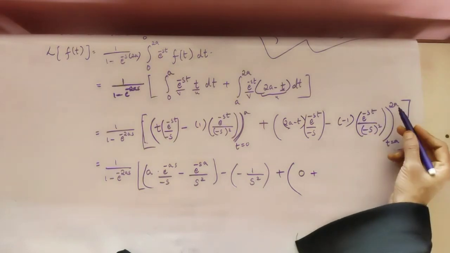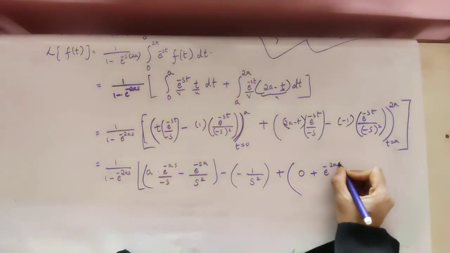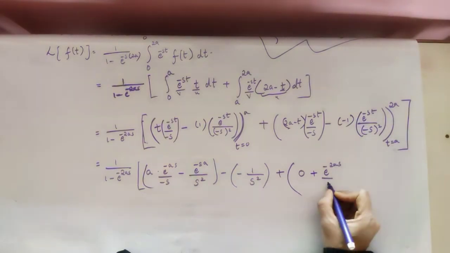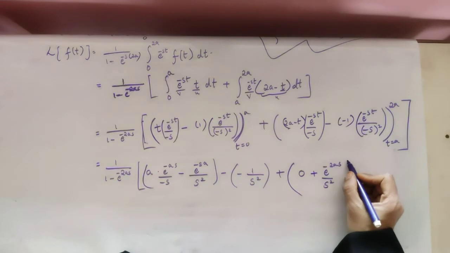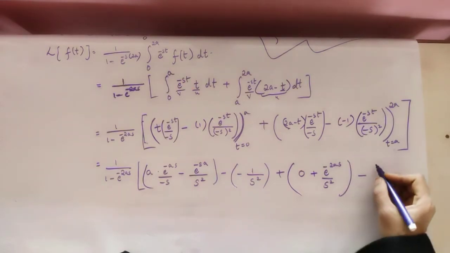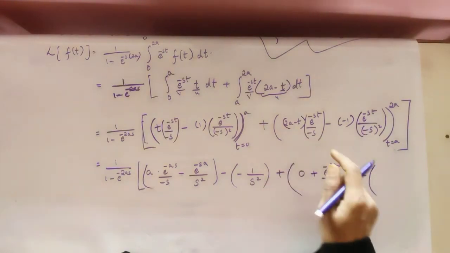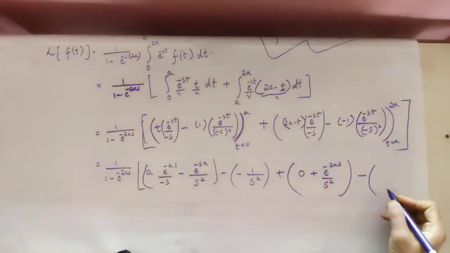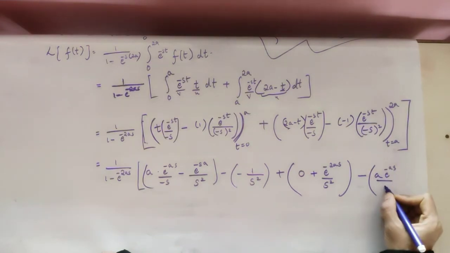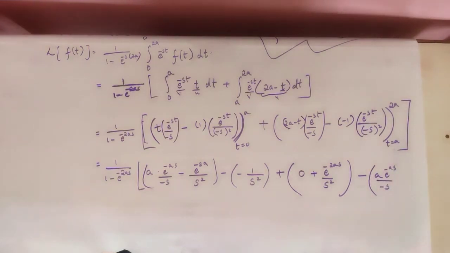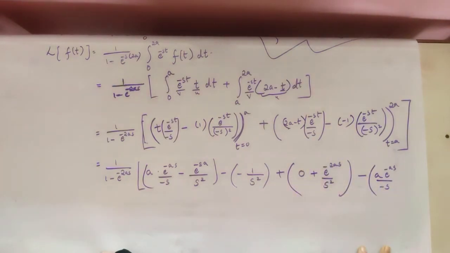You are putting t is equal to e to power 2a. So e to power minus 2as divided by minus s square, it is plus s square. This is the upper limit for the second term. Minus the lower limit. When you put t is equal to a, here it will be 2a minus a, which will be a e to power minus sa divided by minus s. This is the lower limit. Here minus sign is also there. So please take care about that also.